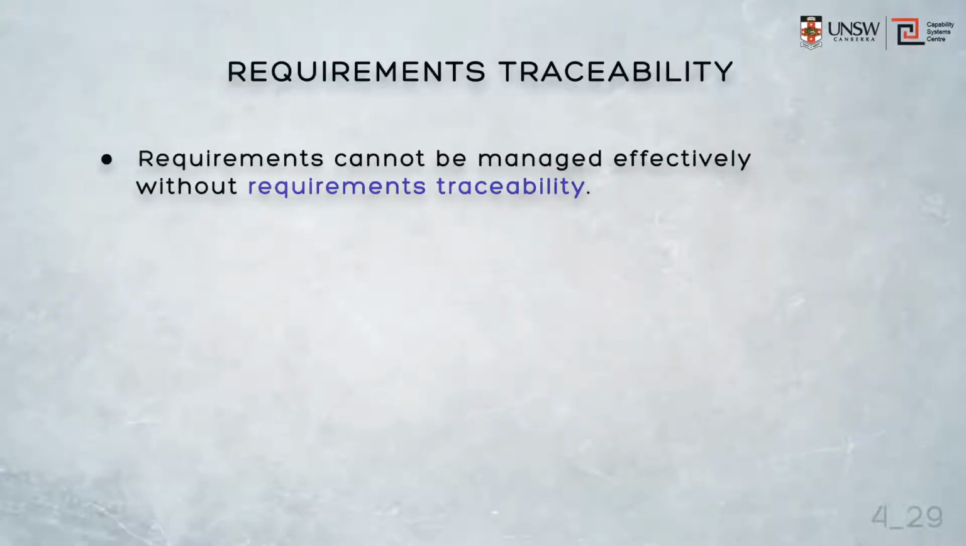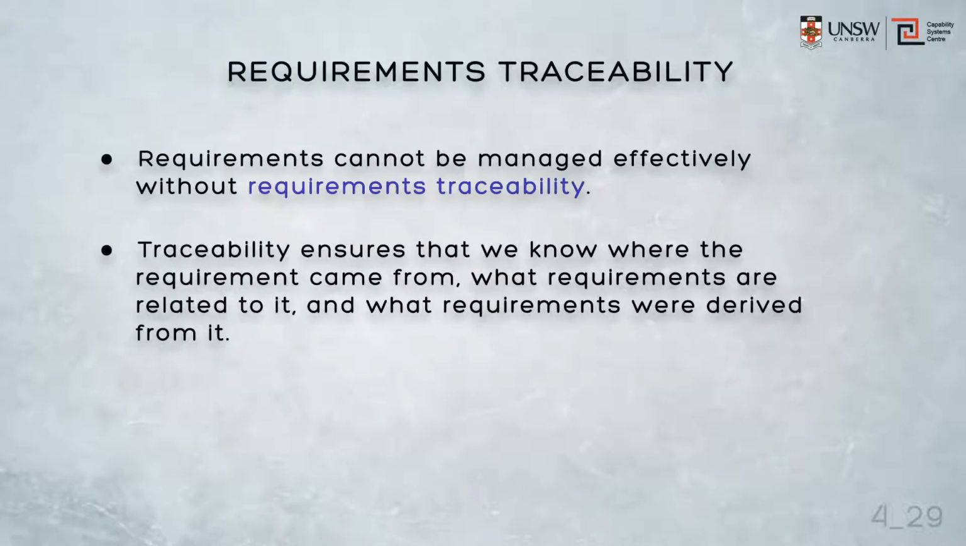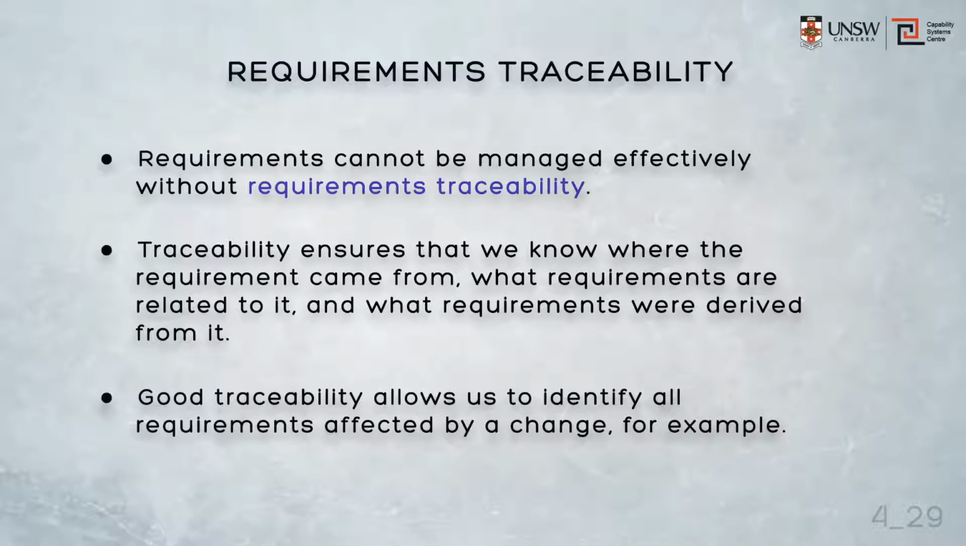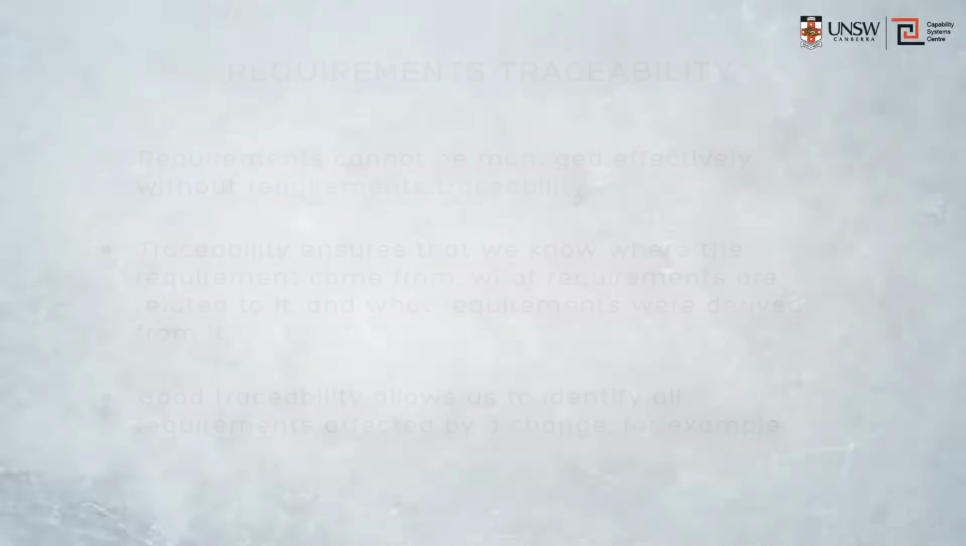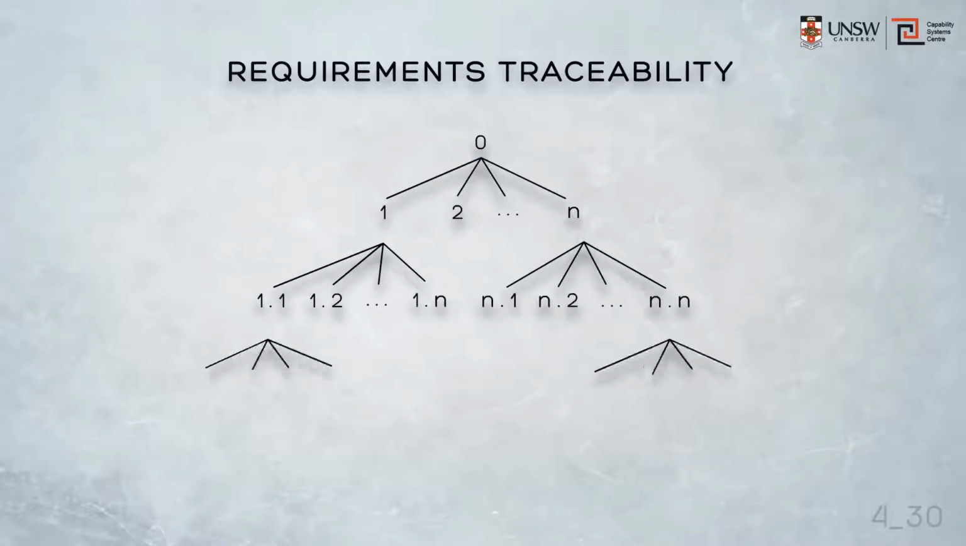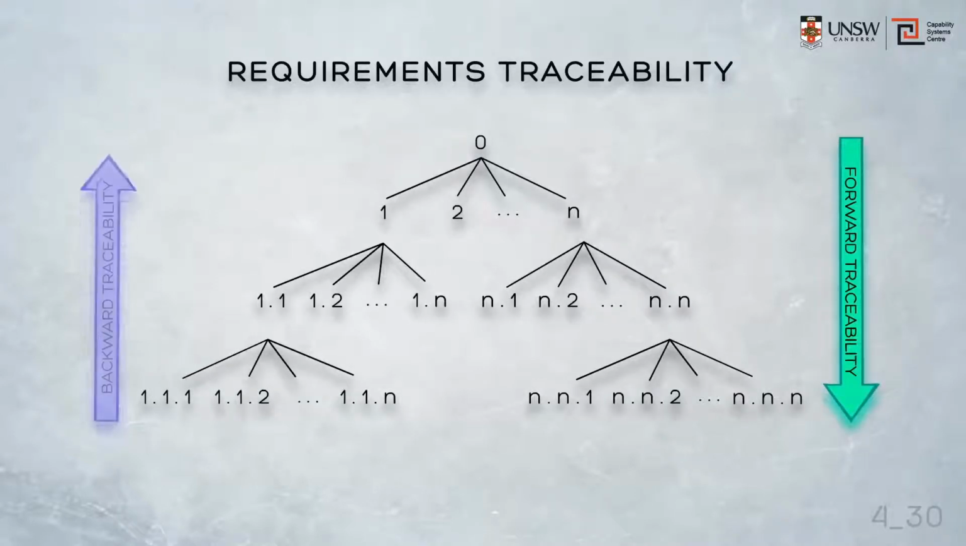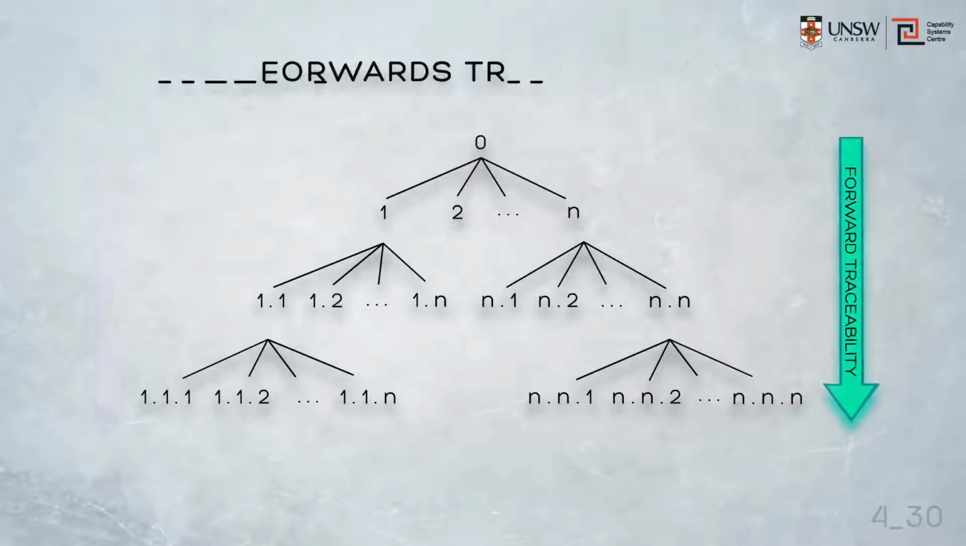We saw earlier that requirements can't be managed effectively without good requirements traceability. Traceability ensures that we know where the requirement came from, what requirements are related to it, and what requirements were derived from it. Good traceability therefore allows us to identify all requirements affected by a change, for example. Now broadly there are 2 types of traceability we mentioned before: forward traceability and backwards traceability. Now with our RBS we can see how these traceabilities apply to the requirements hierarchy. Forwards traceability gives us confidence that each requirement has been addressed in the design. Backwards traceability allows us to trace from each requirement back to at least one parent requirement.